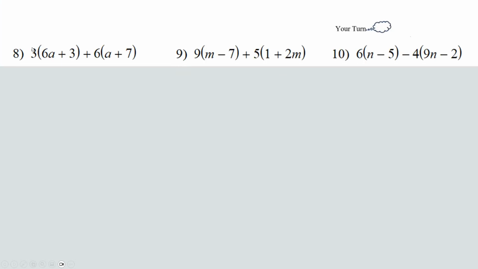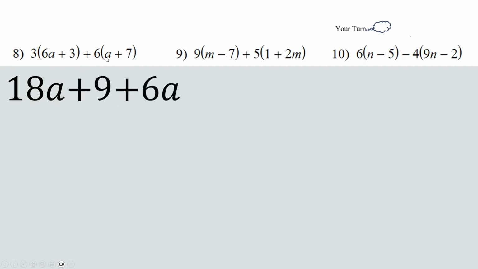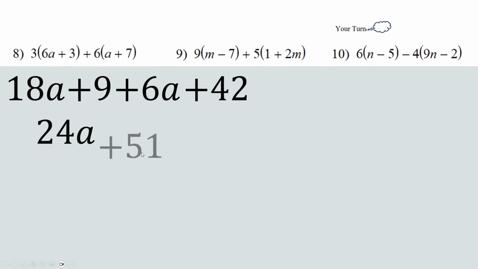Now we're going to distribute twice. We got 3 times 6, you get 18a. 3 times 3, you would get positive 9. Oh, there's a 1 right there. So 6 times 1 is 6a. 6 times 7 is 42. Woo, we got to combine two things. 18a and 6a is going to give me 24a. 9 and 42 gets me 51. Double distributing, baby.